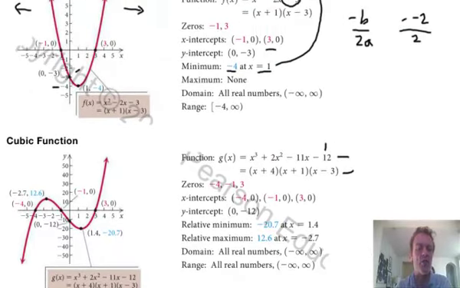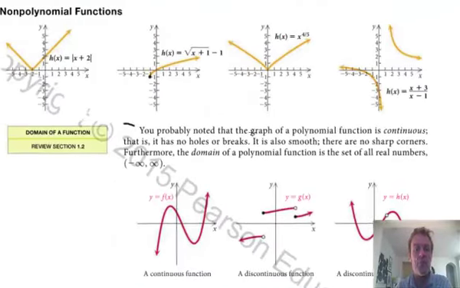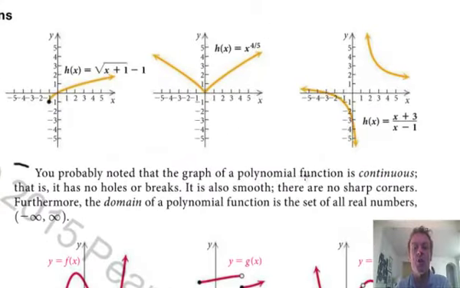Kind of graphing, we've done some of that before. What else do we have? Non-polynomials. Now look, it says here, read this. You've probably noted that the graph of a polynomial is continuous, no holes, it's smooth, no sharp corners. The domain is the set of all real numbers.